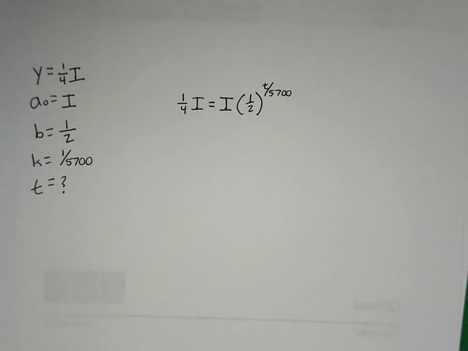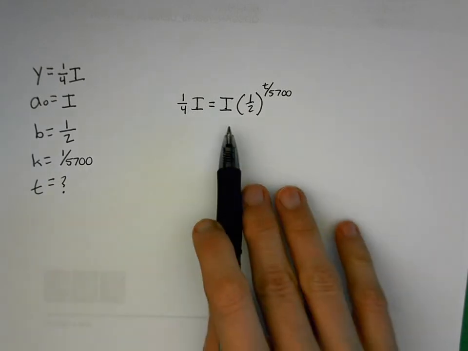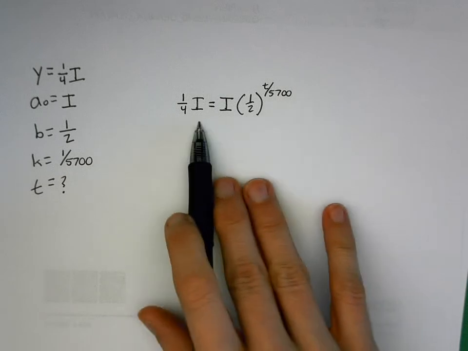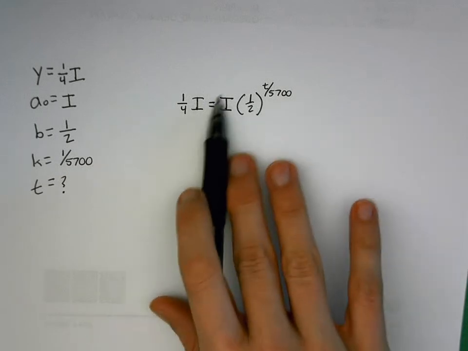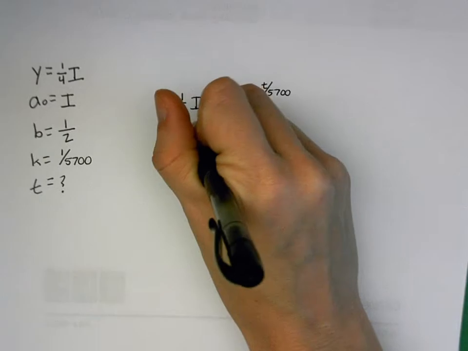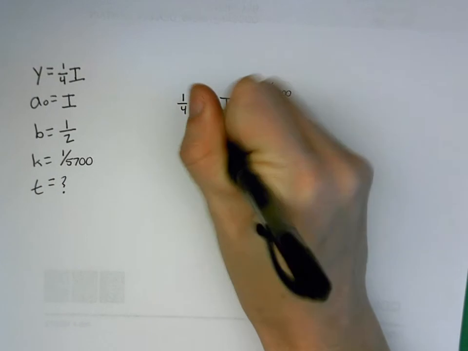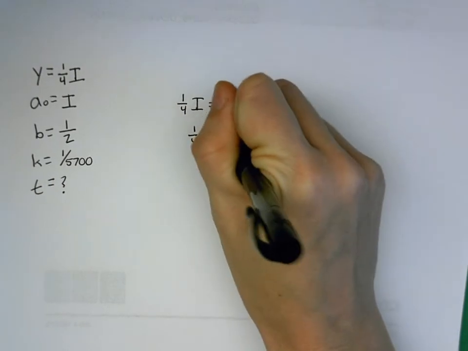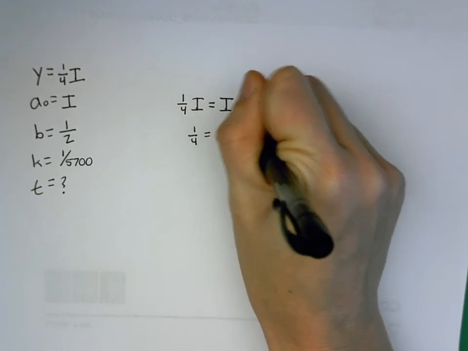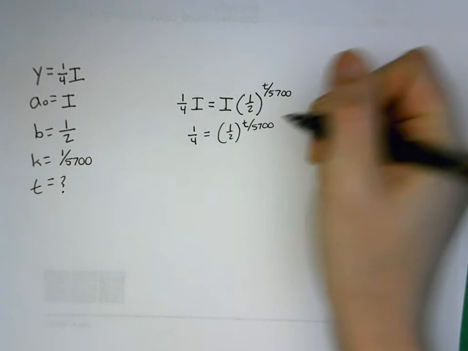That's the equation that we wrote down in our notes. And then we are going to solve. Now, unfortunately, this one's not going to be quite so basic as just plugging it into our calculator, because I do need to isolate that T. So let's take a moment and do that. What would we need to do first? We need to undo that I. If I divide that I over, we get 1/4, because the I's would cancel, equals 1/2 to the T over 5,700.